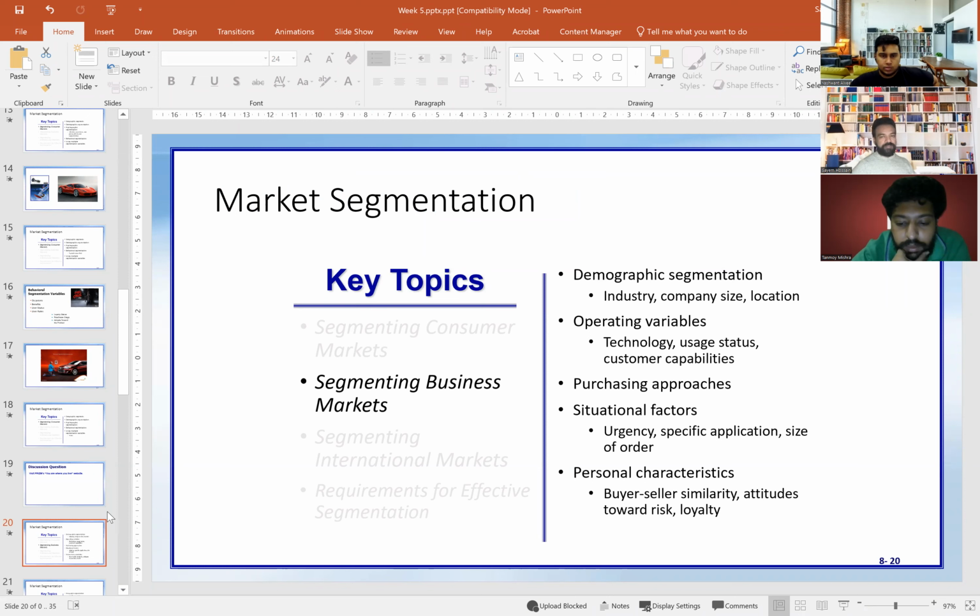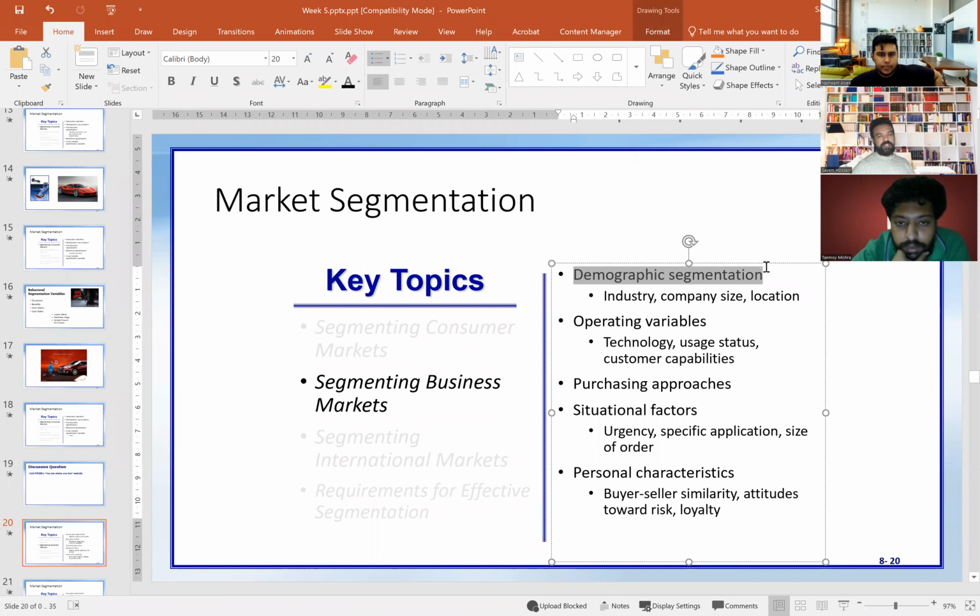Business markets, all right? When it comes to business markets, what are the segmentation variables, or how do you segment the business market? First of all, demographic segmentation, that is easy, as you can understand. Your industry: we all understand that there are different industries, like the banking industry, telecom industry, education industry, hospitality industry. Then you can look into the company size, whether it's a small SME, a large corporate, or an individual business owner. You can look into the location of the business.